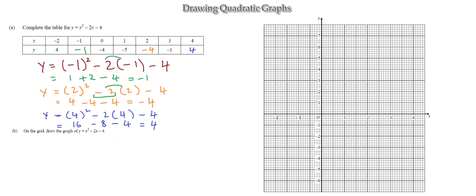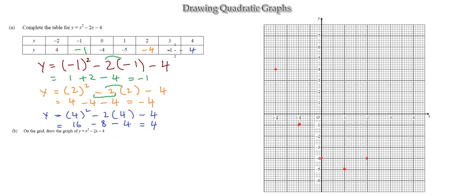So the first one that we have is when x is minus 2, y is positive 4. That's it. X is minus 1, y is also minus 1. When x is 0, y is minus 4. When x is 1, y is minus 5. When x is 2, y is minus 4.